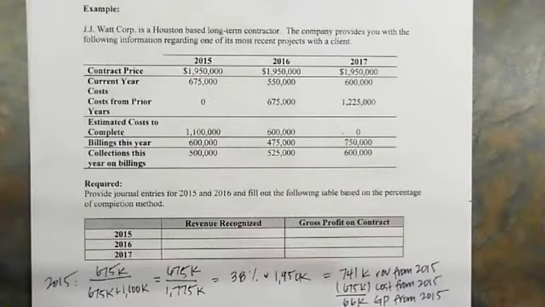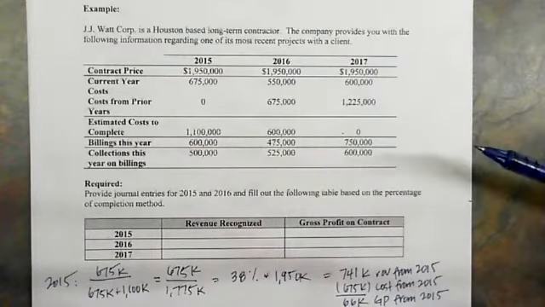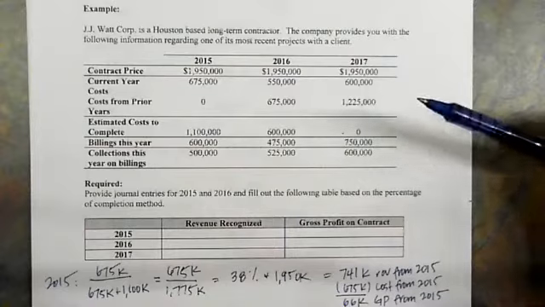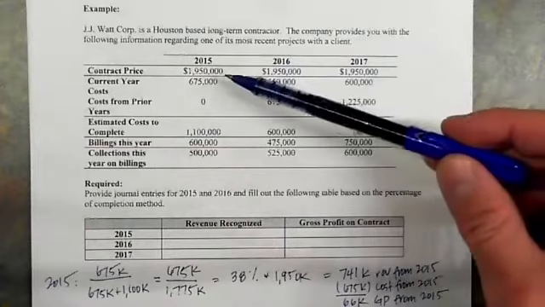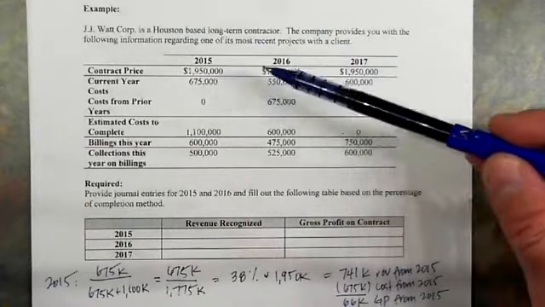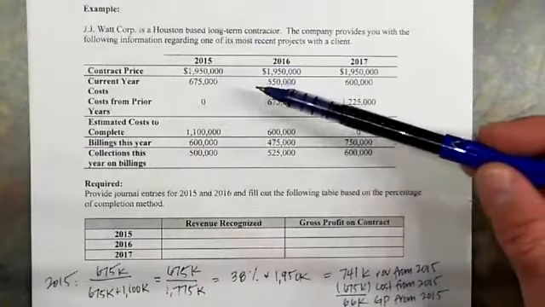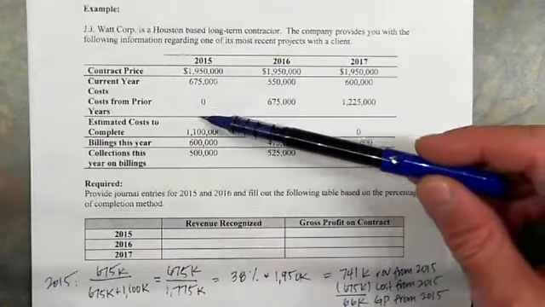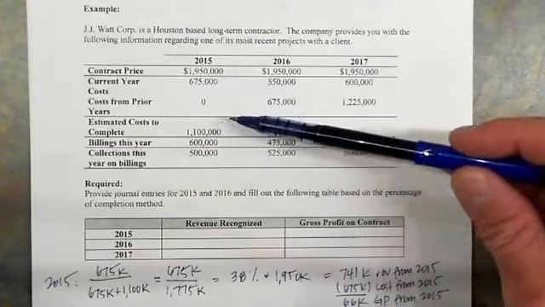Okay, so this is the solution to the J.J. Watt example, and it's a pretty straightforward problem, nothing too super tricky going on here. I have, again, the contract price, the current year costs, costs from prior years. I don't have the total cost to date. Oh, I tricked you by taking out a row.